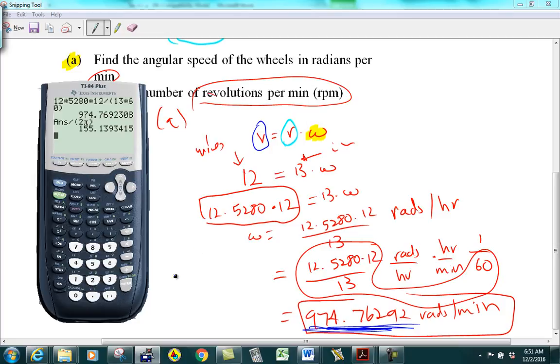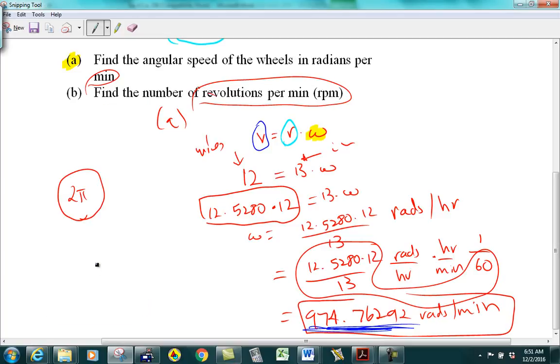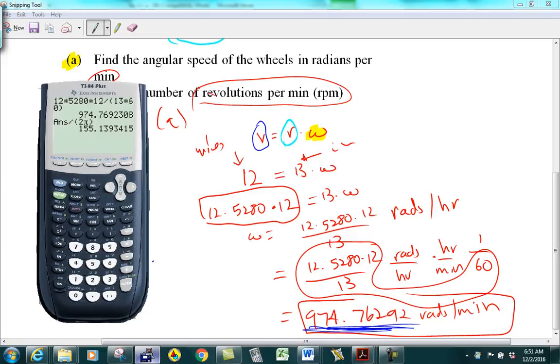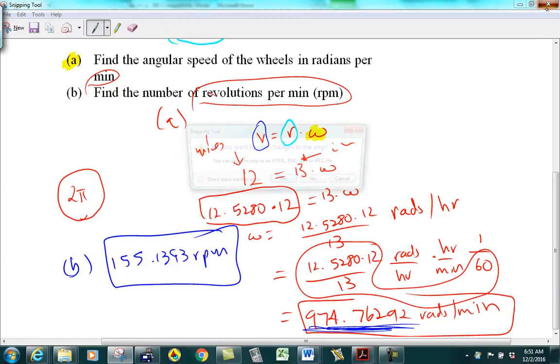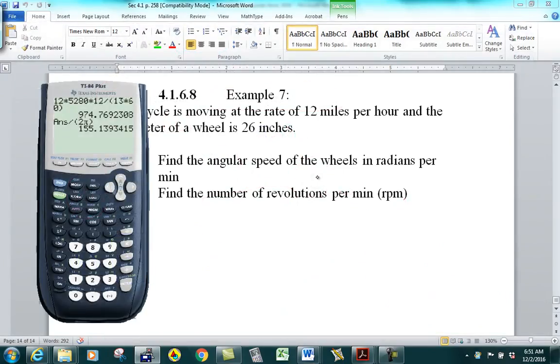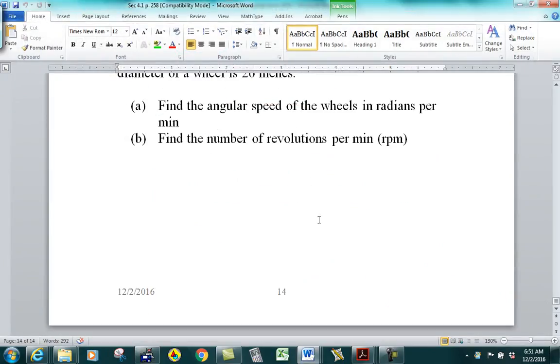And so if you do that, you get the second answer, the previous answer divided by 2 pi. So part B is 155.1393 RPM. And that's the answer for the second part. And I believe that's the last thing in 4.1 day 2. Yep.